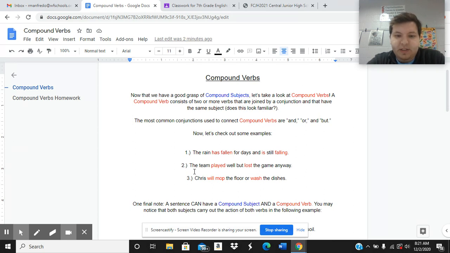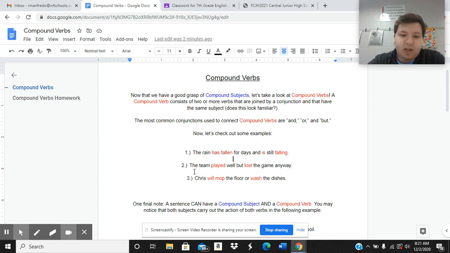A compound verb consists of two or more verbs that are joined by a conjunction and that have the same subject. And I put in parentheses here, does this look familiar? And it should, because this is exactly the same thing as compound subjects. Compound subjects are linked by a conjunction and they share a similar verb. But in this case, we're looking at compound verbs. So those are split with conjunctions and they share the same subject. It's the exact same thing, it's just the roles are reversed now.